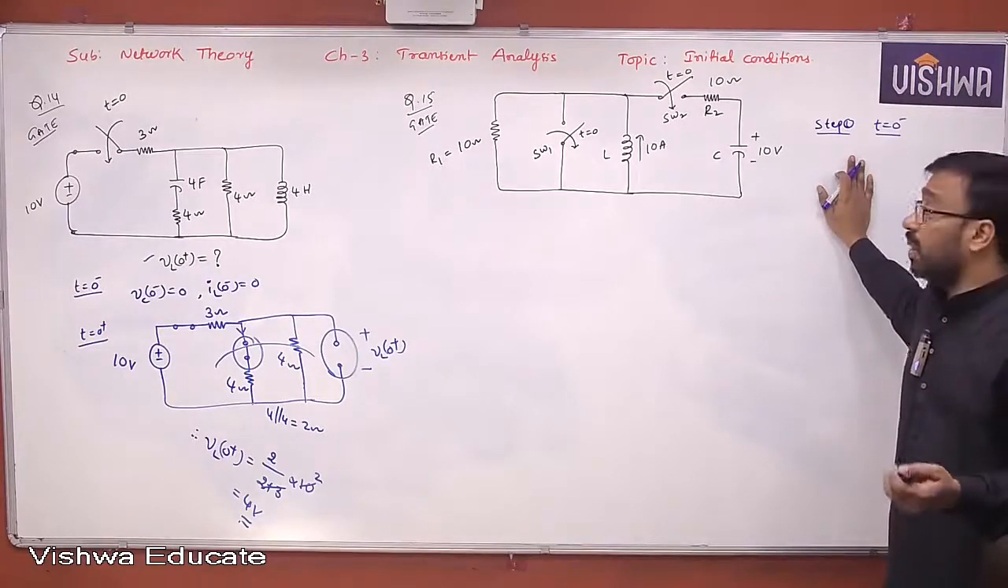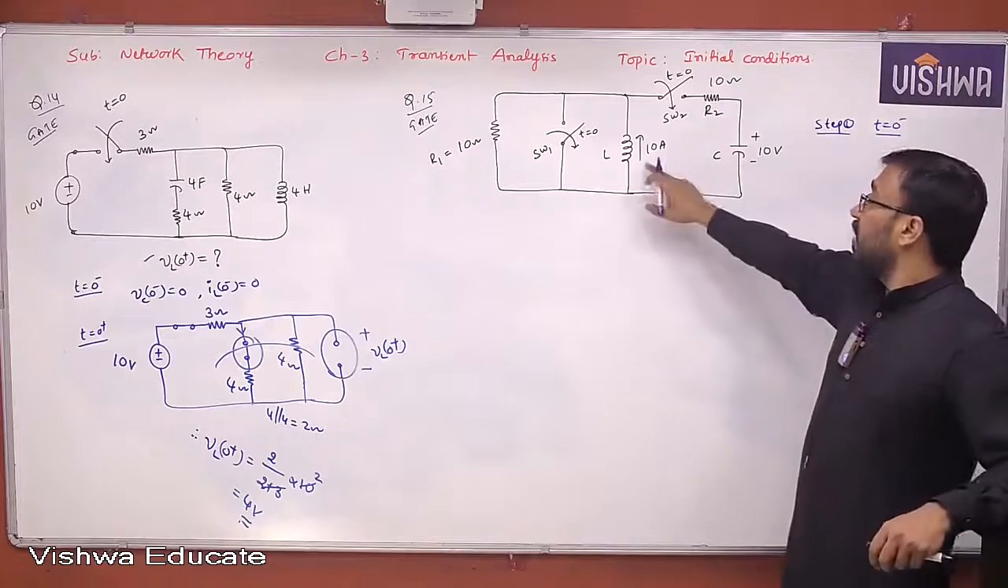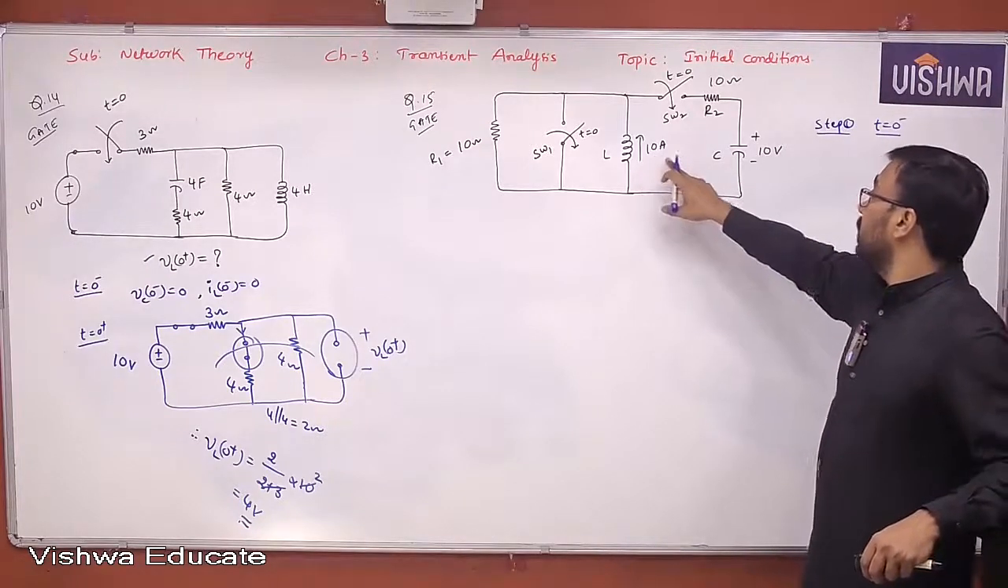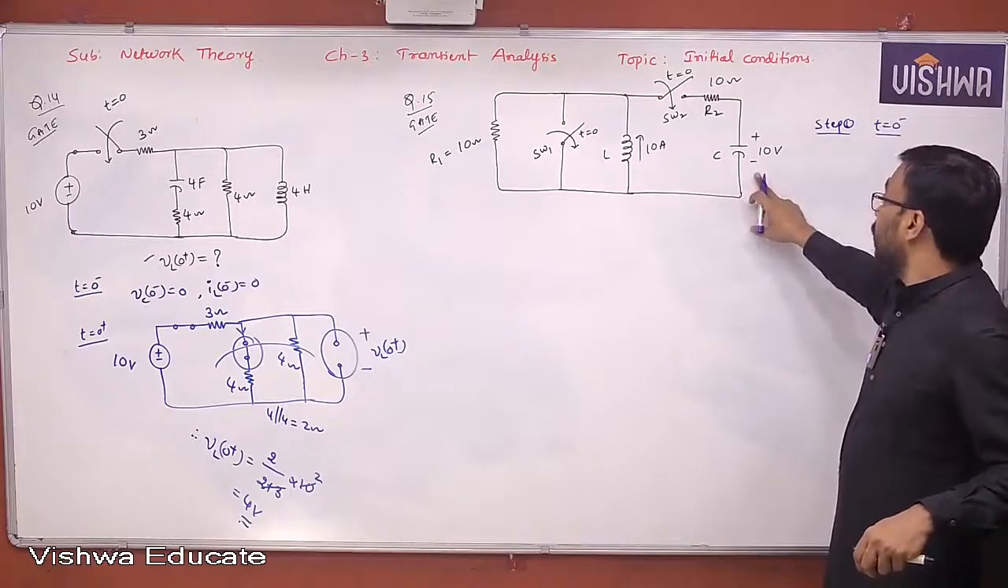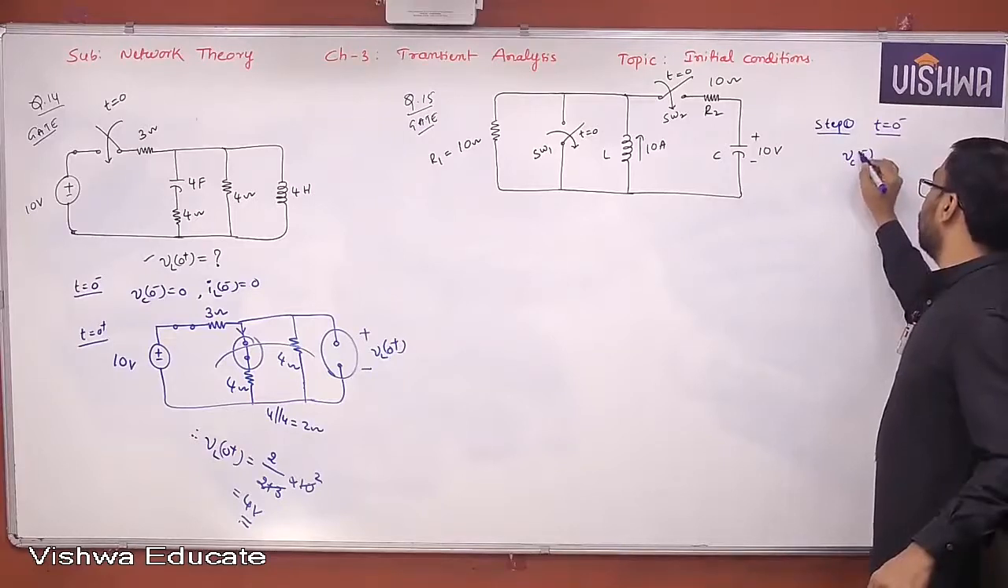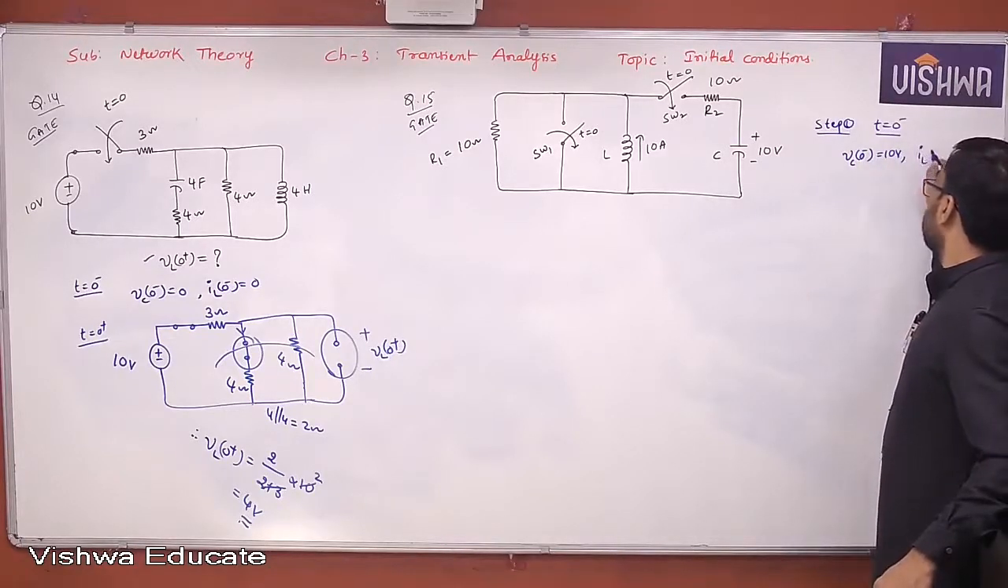Yes or no? But already you know what was the current flowing here in the inductor before the switching operation. Voltage across the capacitor also is known before the switching operation. Therefore, let us take them as they are. VC of 0 minus is 10 volt and IL of 0 minus is how much? Is 10 amperes.